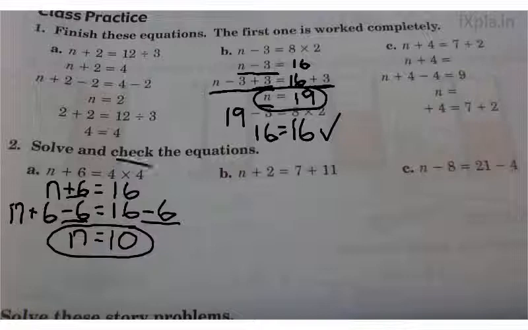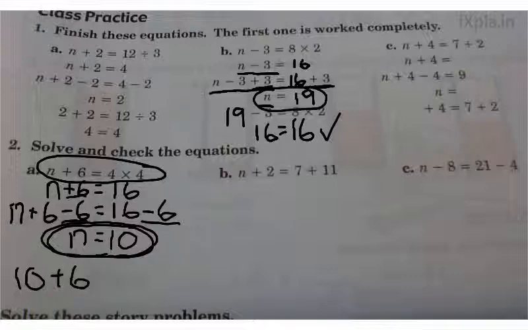It says solve and check. What we're going to do is rewrite our original problem, but instead of n, we're saying n equals 10. So we're going to put 10 in place of the n. Now I'm rewriting the first part of the problem. 10 plus 6 equals 4 times 4.